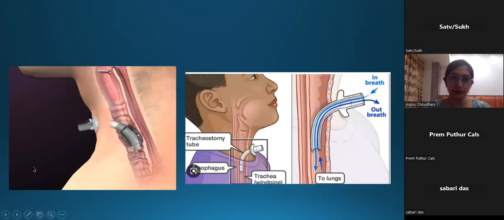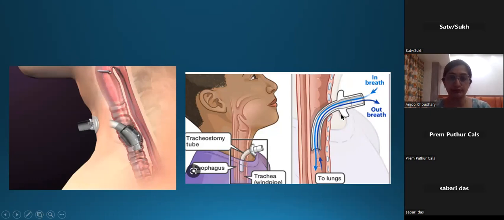Now, if you see how it goes into the windpipe, this is an example of a cuffed tube. Here the cuff is inside. Whenever the patient tries to swallow from above, if something even enters into the windpipe, this cuff protects it from going down into the lungs and causing aspiration. While this is an example of an uncuffed tube, here there is no bulb. So if the patient is eating something and it goes into the windpipe, then there is a chance of it going into the lungs. But if it is being purely used for breathing issues, then a cuffed tube can also play a role.